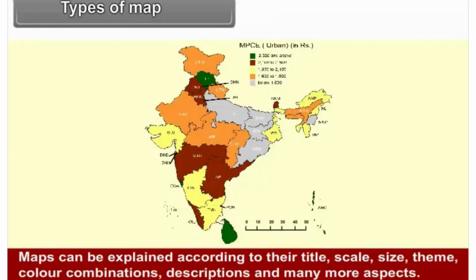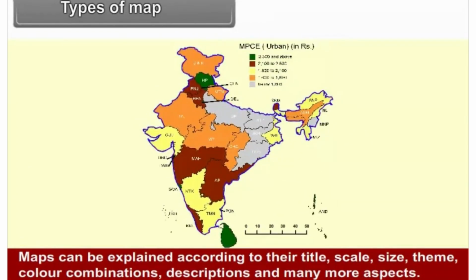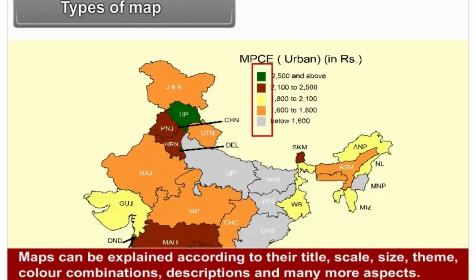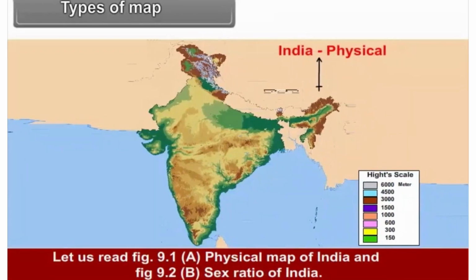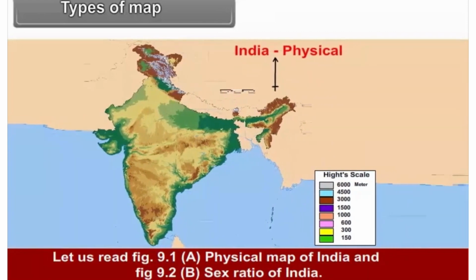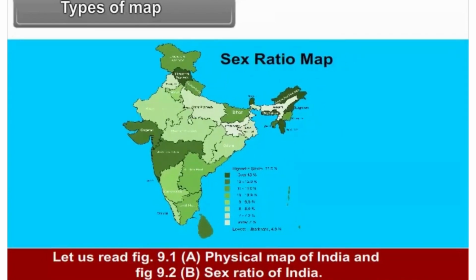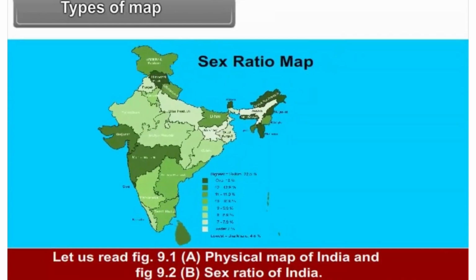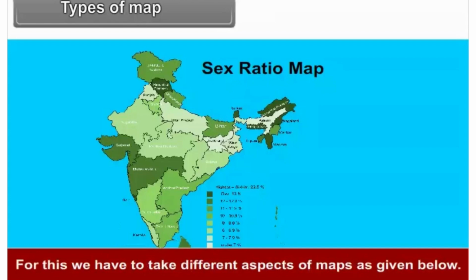Maps can be explained according to their title, scale, size, theme, color combinations, descriptions, and many more aspects. Let us read Figure 9.1a, Physical Map of India, and Figure 9.2b, Sex Ratio of India. Both the maps are different. So let us try to read them separately. For this, we have to take different aspects of maps as given below.